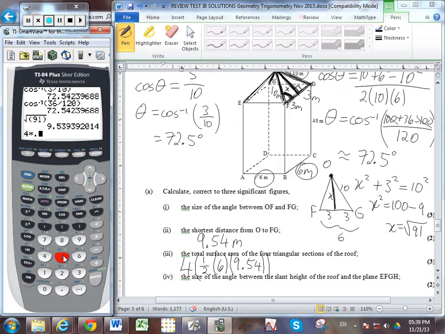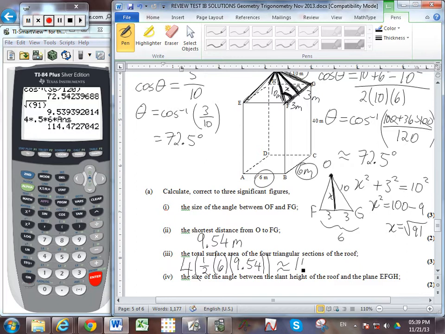4 times 0.5 times 6 times, and I'm going to use the more accurate rendition of my answer, second negative, in order to access that exact answer. And I get 114.47. If I was to round that to 3 significant figures, I would get approximately 114 meters squared. If we had used, no, it's alright, I'll go on.